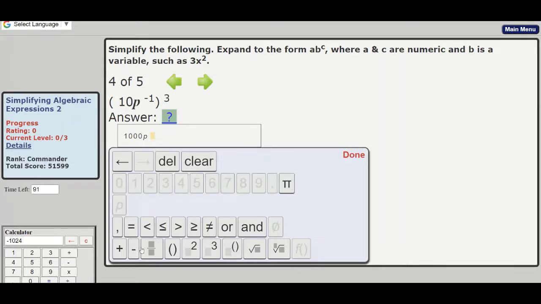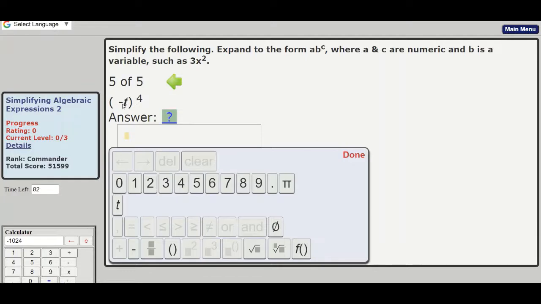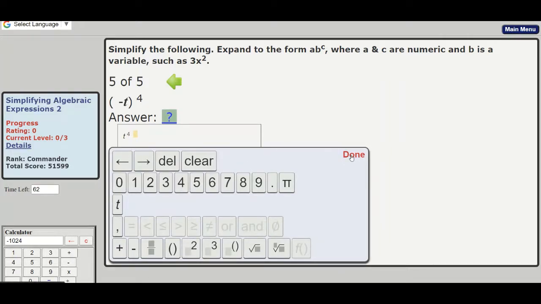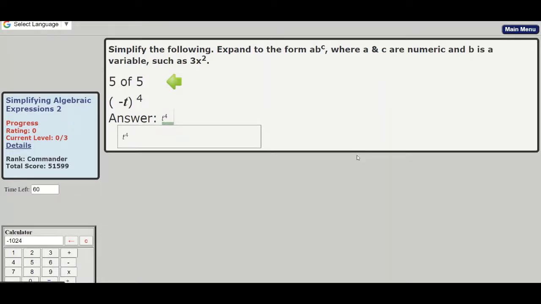P raised to negative 3. So 10 times 10 times 10 kasi dahil to the third power, ha? So, done. Then, negative T to the fourth, basta even yung exponent, positive ang sagot, ha? Kasi cancelled or magkaka-partner kasi yung mga negative signs. So, T to the fourth. Done. Okay?